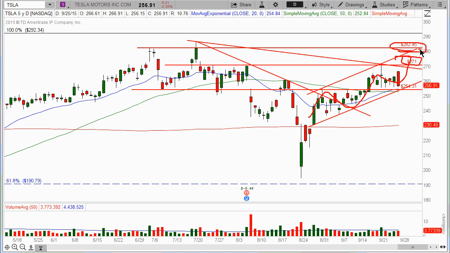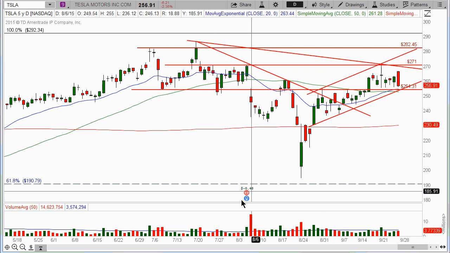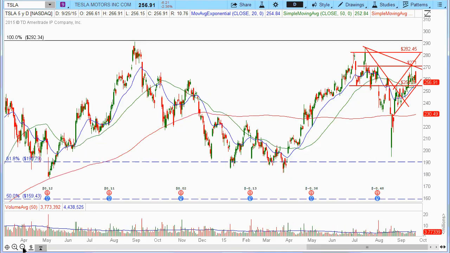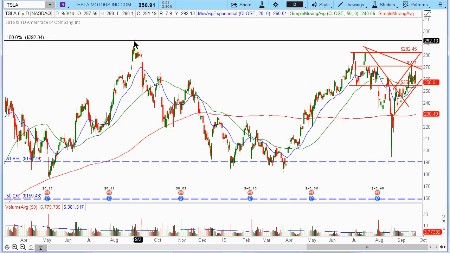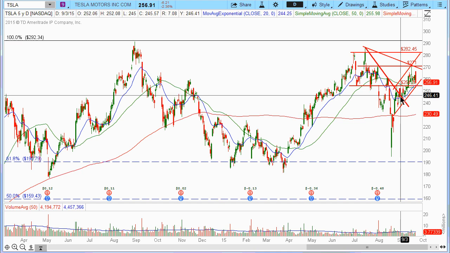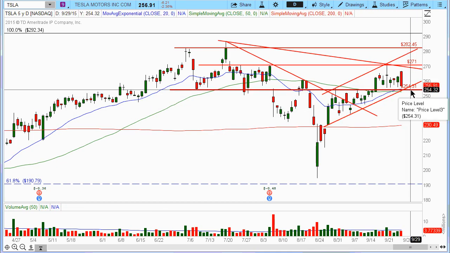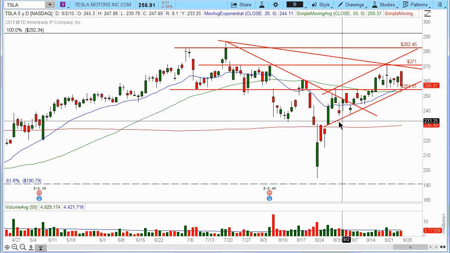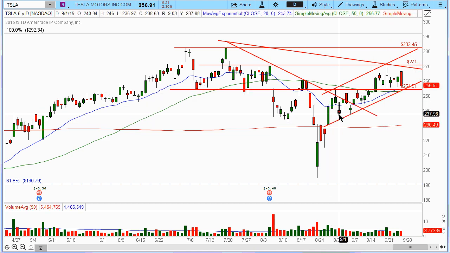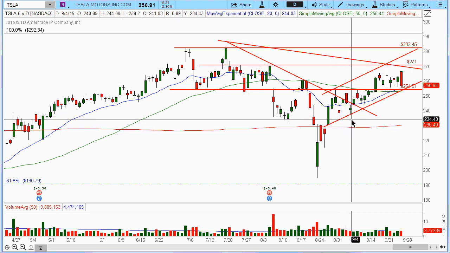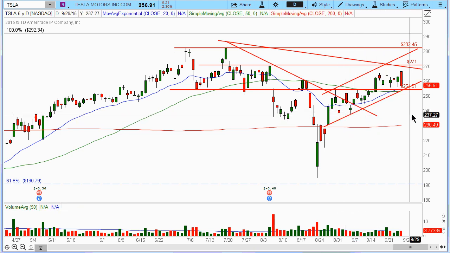282, 283 area, close to this previous high, which is not the all-time high. I don't believe that's the all-time high here. The all-time high is up here somewhere around 292. So we kind of keep an eye on that, because if it breaks below this 254, then there's a good chance that it might come back down and retest these levels somewhere around this 238 and 235 area.